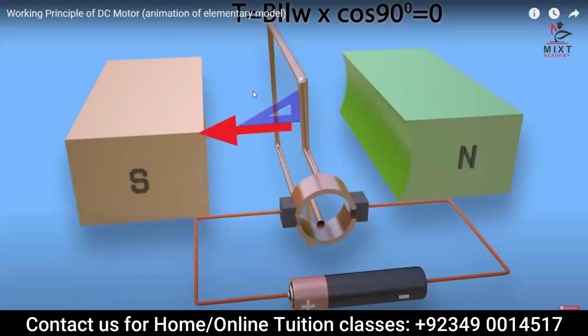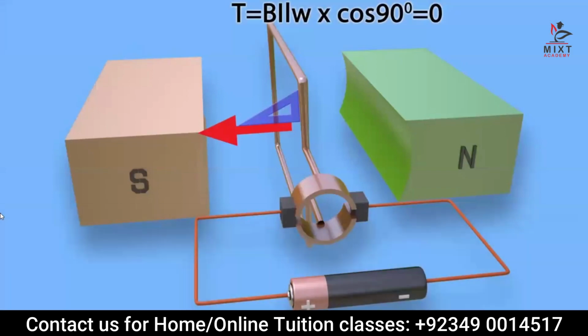Interesting fact. Once your coil reaches this point, I told you previously that the angle between the side and the magnetic field must be 90 degrees. At this point, the angle will be zero. Technically speaking, here the coil shouldn't be moving. But the coil will move because of the momentum. Because of the momentum, the coil will move and it will pass this point. Now see what happened.